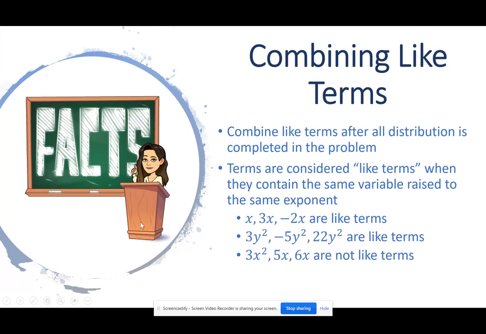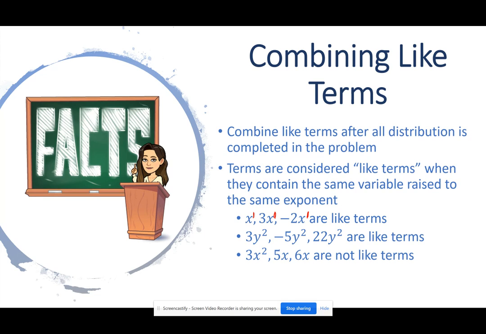When you're combining like terms, you always want to distribute first and then combine all your like terms. Like terms are terms that have the same variable, and that variable is raised to the same exponent. Here we have x, 3x, and -2x. They are all like terms because they don't have an exponent, but technically their exponent is 1. So they all have the same exponent.